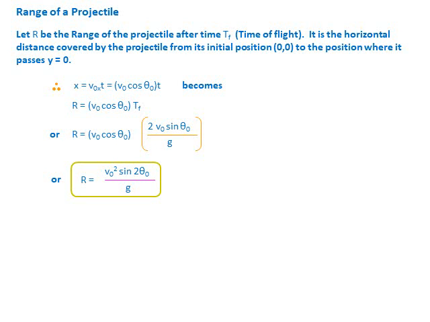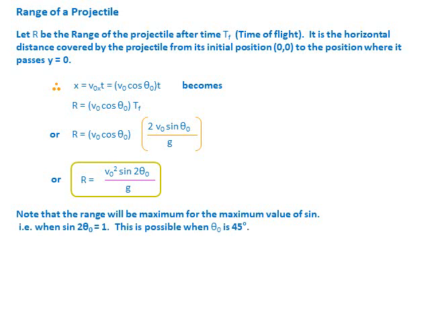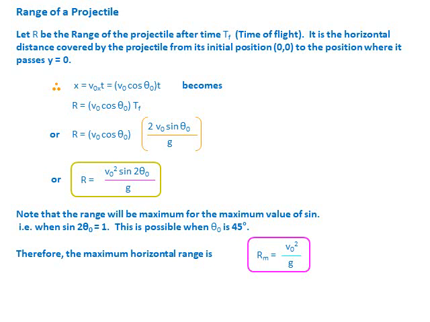Here I have used the mathematical formula: twice sine theta naught into cos theta naught equals sine 2 theta naught. The range will be maximum for the maximum value of sine, because when sine 2 theta naught becomes 1, the value of range becomes maximum, and you know that sine 2 theta naught equals 1 at sine 90 degrees. So the value of theta naught must be equal to 45 degrees. Therefore the maximum range will be V naught square by g.